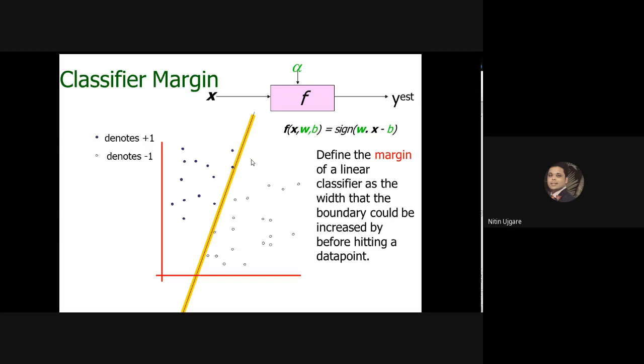Well, now this is not the case with the support vector machine. Support vector machine is also called the maximum margin classifier, where the decision boundary has a margin on both sides.